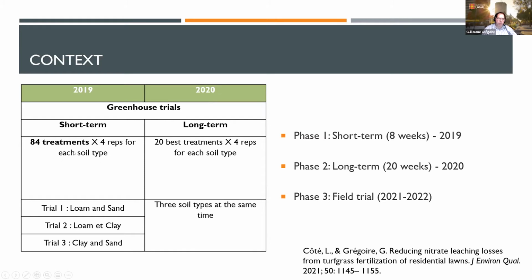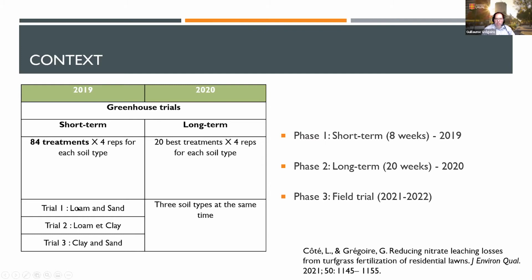And basically we tried 84 different treatments. One treatment was created by associating one nitrogen source to a nitrogen rate and application frequency. This N rate was either applied all at once or split into applications during the course of this short-term experiment, which was 8 weeks. We did that in 3 different soil types.